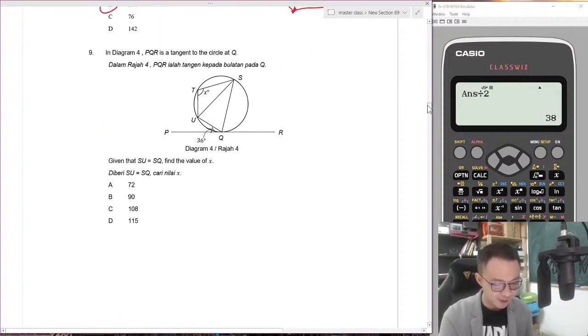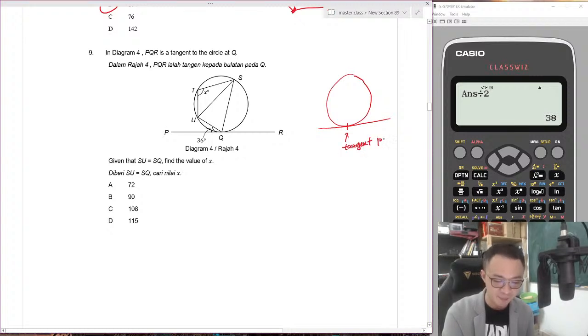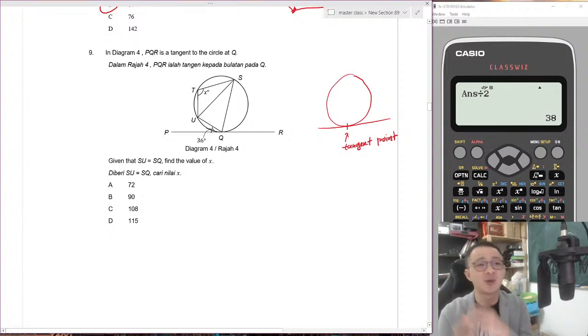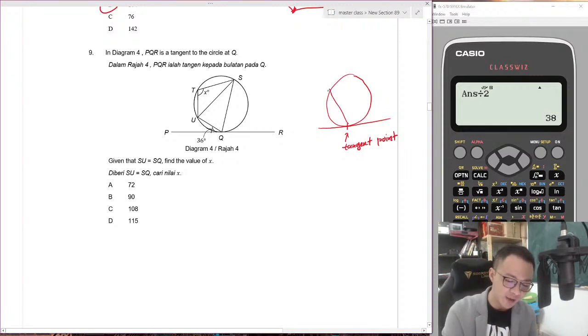Alright, the next one. This one you kind of need to know. One of the rules is, whenever you have a triangle, and this is a tangent point. But in math they just call it a tangent, not a tangent point. So we have a triangle, and one of the vertices touches the tangent.